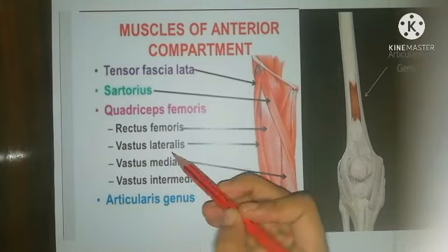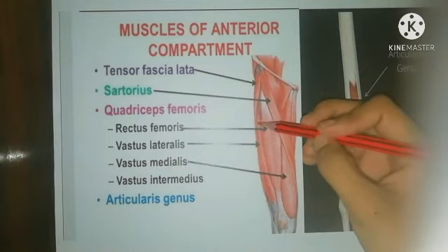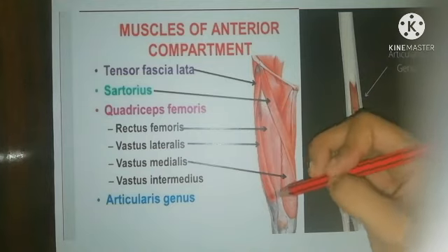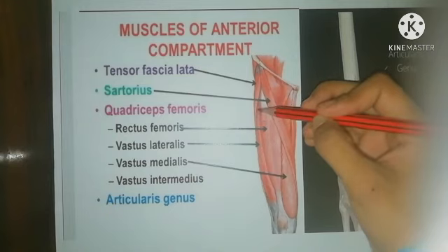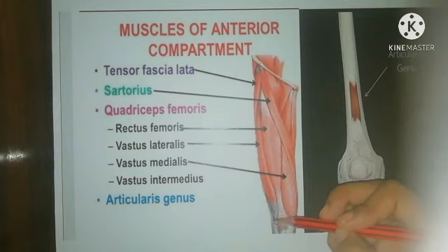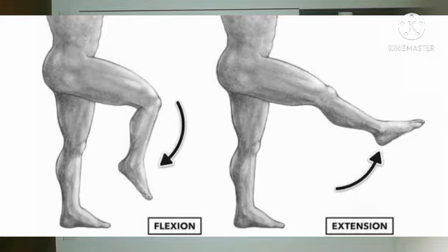Vastus lateralis. This is the vastus lateralis muscle. This muscle forms the large part of the quadriceps femoris. The origin of this muscle is from the upper part of the intertrochanteric line. The insertion is in the lateral surface of the base of the patella, as you can see over here. The nerve supply is femoral nerve again, and the action of this muscle is extension of the knee joint.